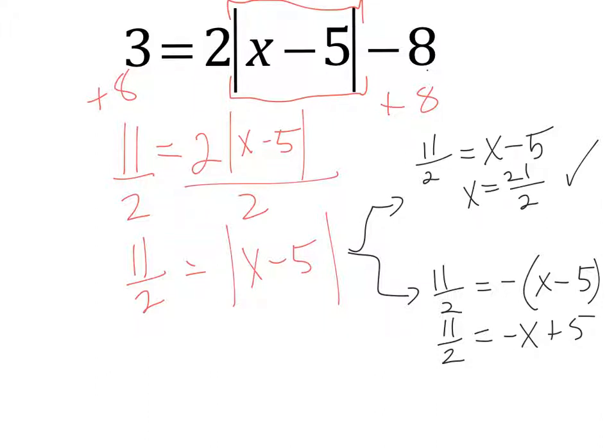Second one, 11 over 2 equals negative x plus 5. If I subtract x from both sides, that's minus 10 over 2. I get a half is equal to negative x. In other words, x is negative a half. Okay, negative a half minus 5 is negative 5.5. Absolute value makes it 5.5. 2 times 5.5 is going to be 11, and 11 minus 8 is going to be 3. Hey, that one works too.